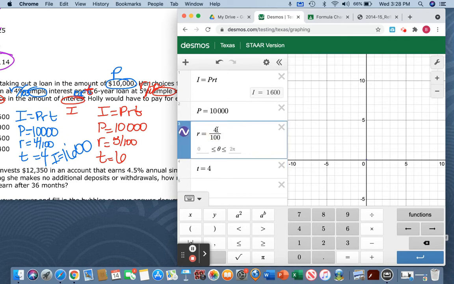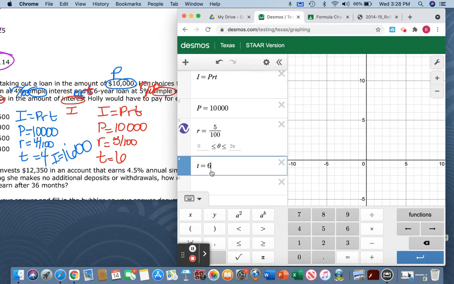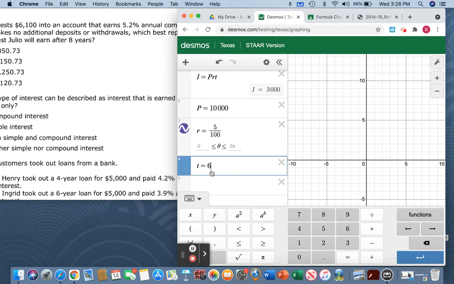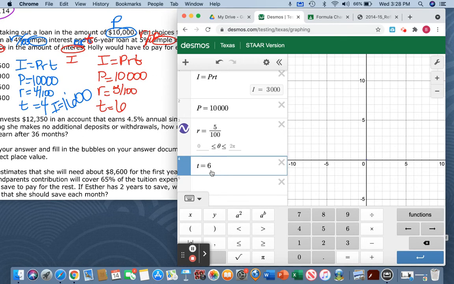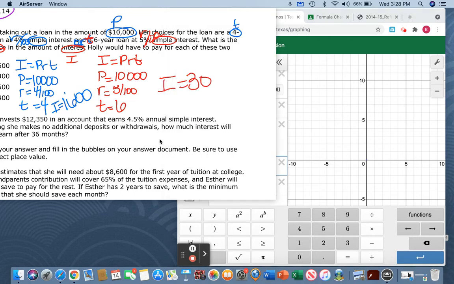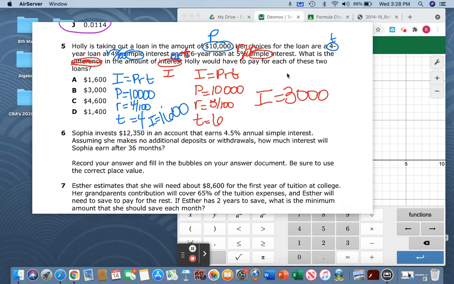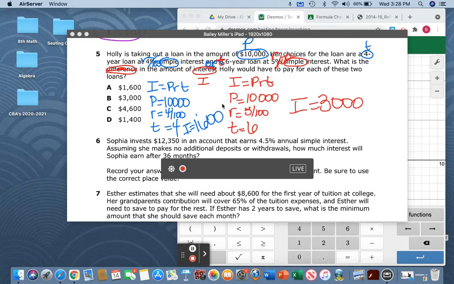Okay. Same formula, same principle. I'm just changing my rate, and I'm changing my time. 3,000. She was writing it. Let's see. And now, since it said difference, we have to subtract the two.